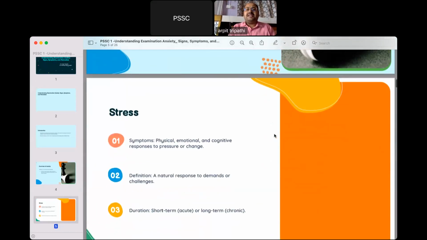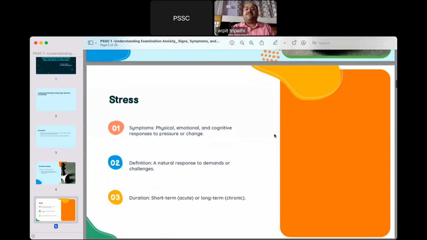So let us talk about stress. The very physical symptom of stress is... what stress exactly means is a natural response to demands or challenges. Whatever demand I have or whatever challenges I face, stress is induced from there only. Whatever problem you face, whatever challenges you face, whatever demands you have, your stress is induced from there only.